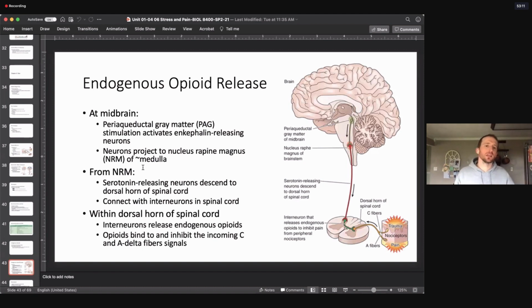So what are the events that lead to that endogenous opioid release? I split this up a little bit differently than I've done before, broken up this way. So maybe this will work, I don't know. I split it up by region, right?